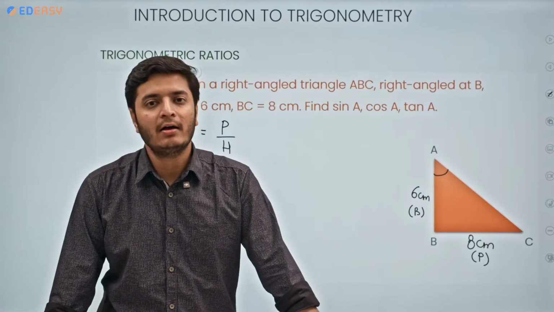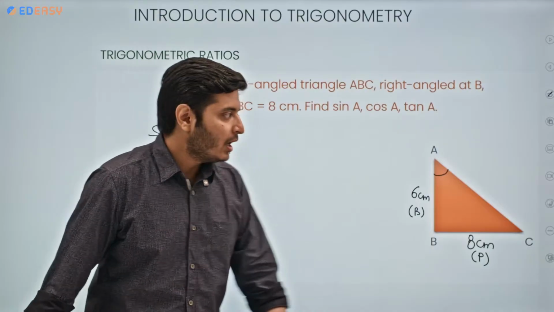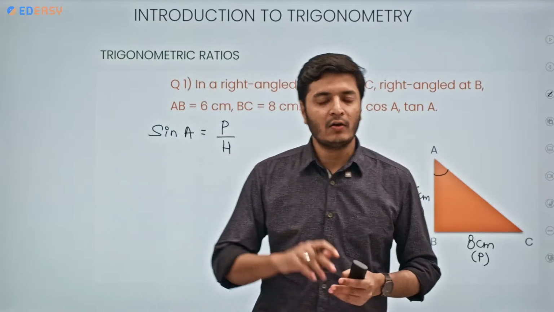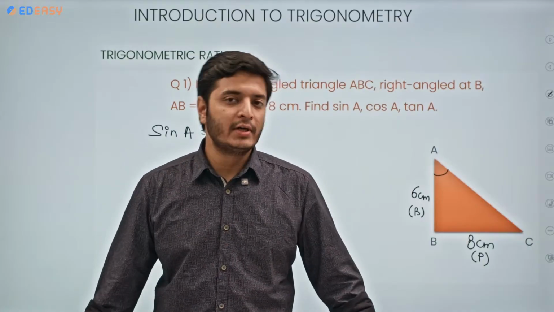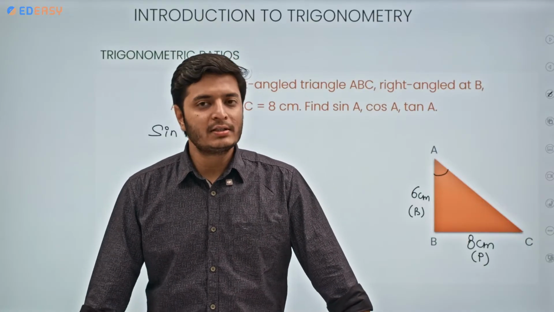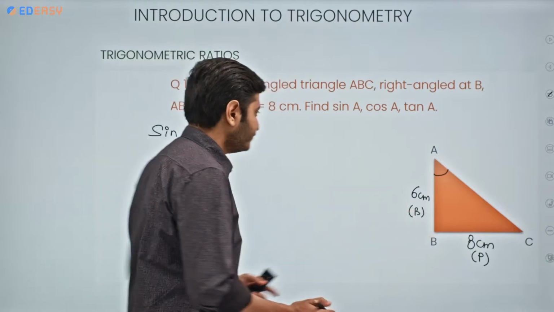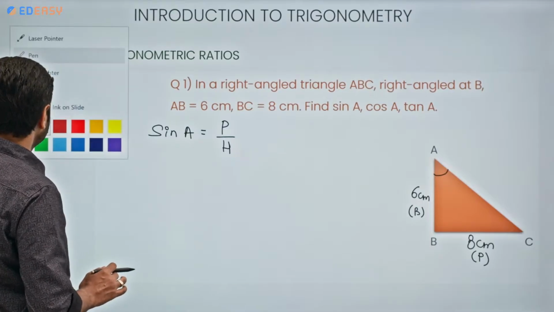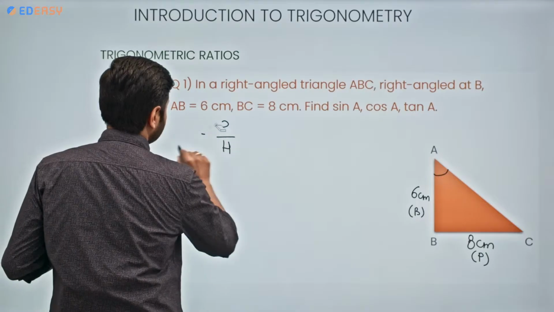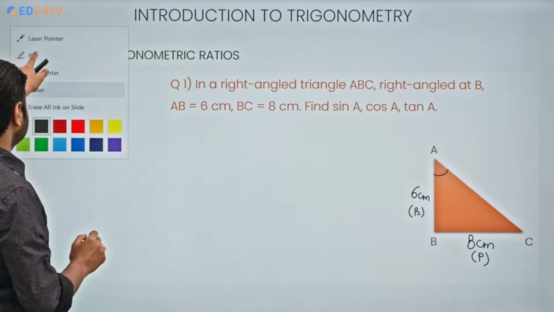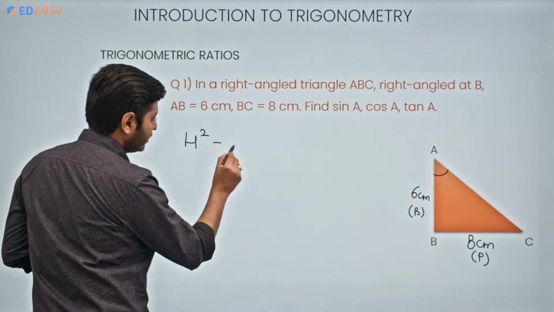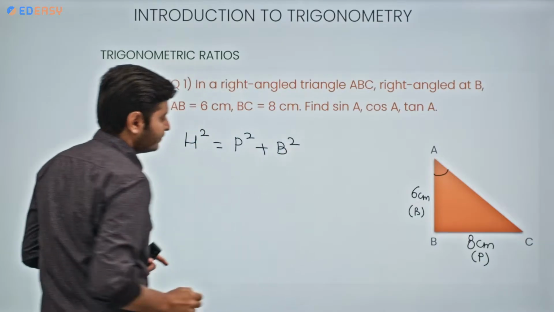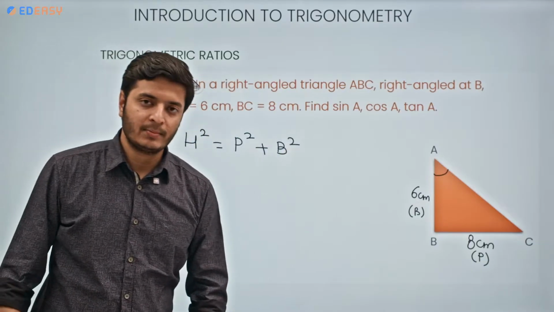We know the concept of the Pythagoras theorem, correct? According to the Pythagoras theorem, the square of the hypotenuse in a right angle triangle will always be equal to the sum of the squares of the other two sides. First, we are going to find the length of the hypotenuse using the Pythagoras theorem. So h square is equal to p square plus b square.